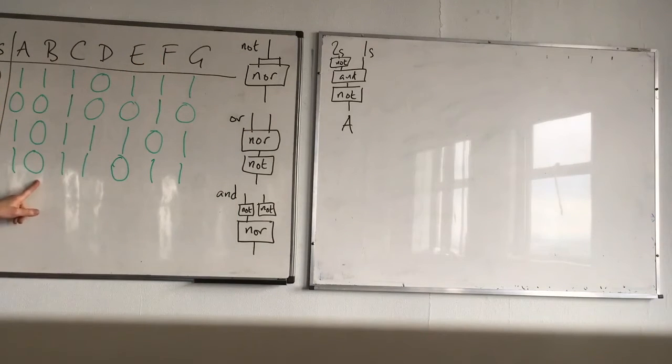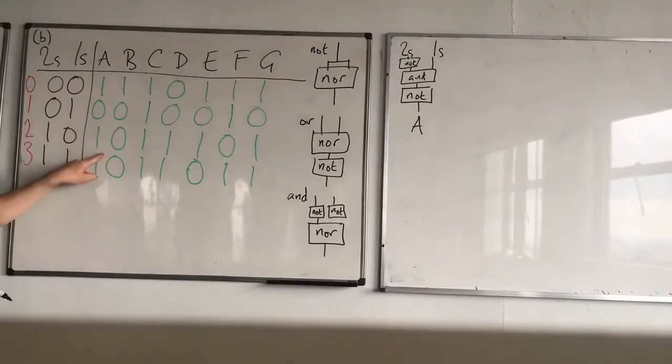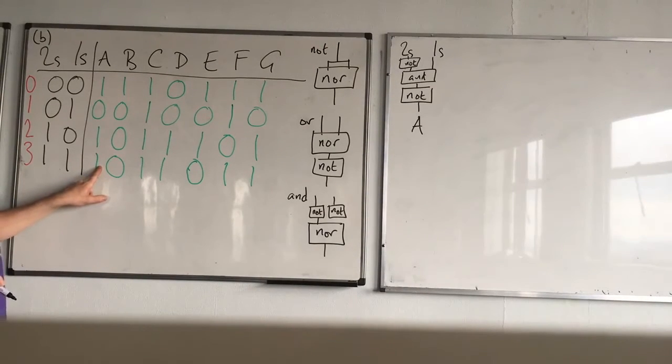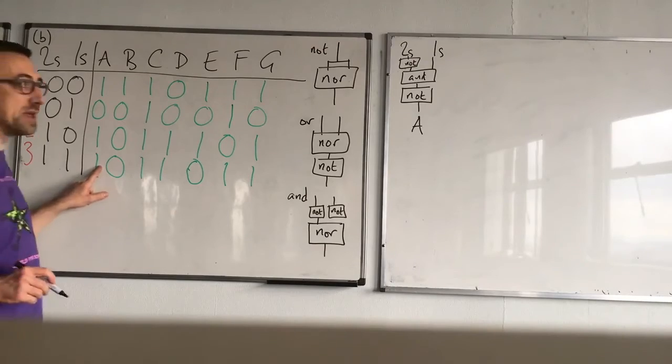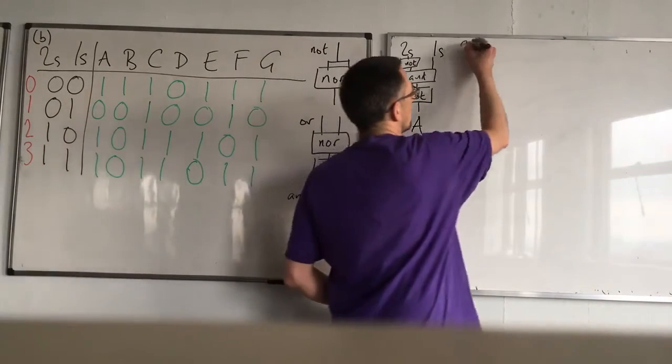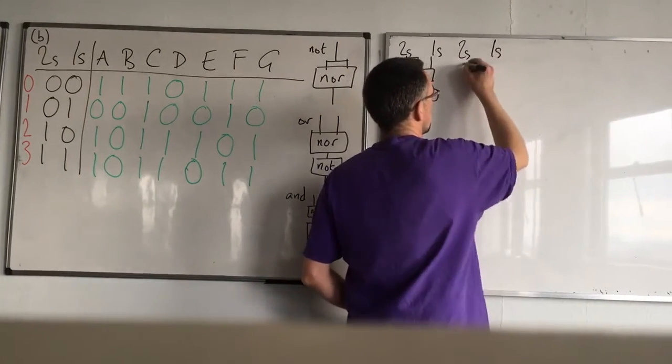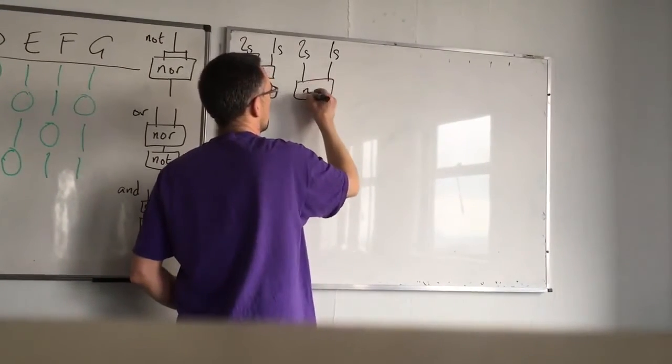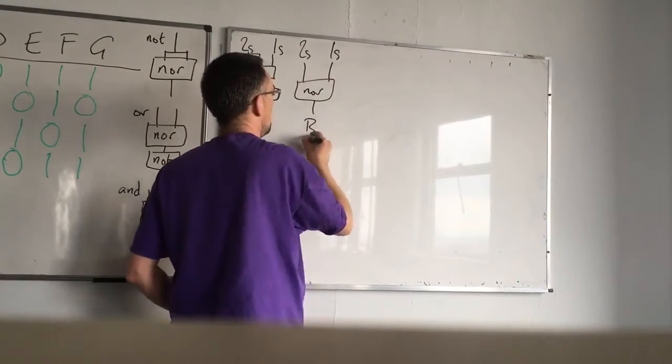Now for B, we've got a useful shortcut. This is the truth table we've just written down. The circuit for B is exactly a NOR gate. 2's, 1's, NOR B.